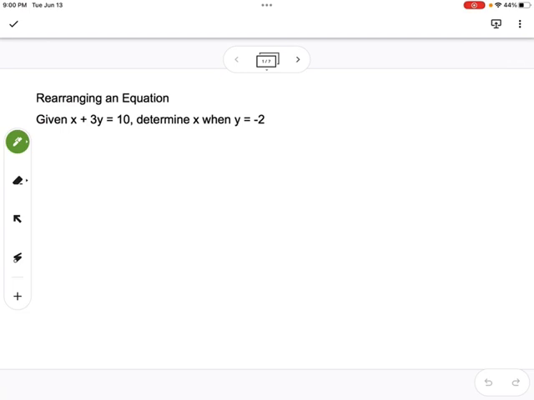So from the equation, x plus 3y equals 10. We are going to replace y with negative 2. So x plus 3 times negative 2 equals 10. So that's x, 3 times negative 2 gives us negative 6, so minus 6 equals 10.